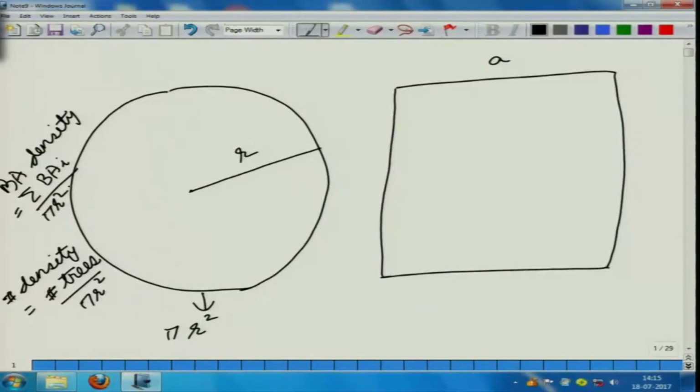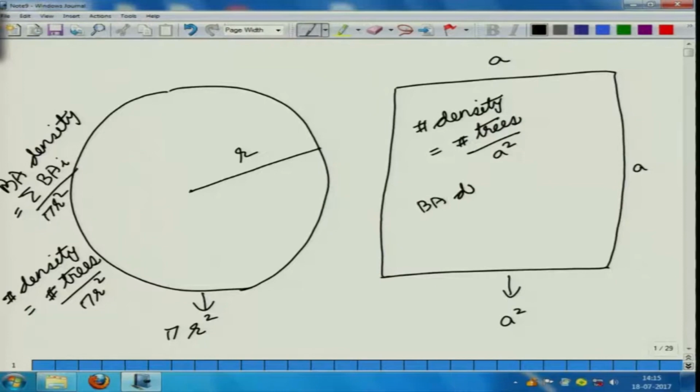In the case of a square sample plot of side a, your number density, or the stand density, is the number of trees in this sample plot divided by a squared, because here the area is equal to a squared. And the basal area density is equal to the sum of the basal areas of all the trees inside the sample plot divided by a squared, which is the area of the sample plot.